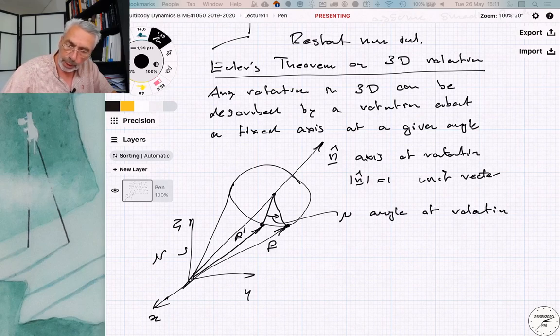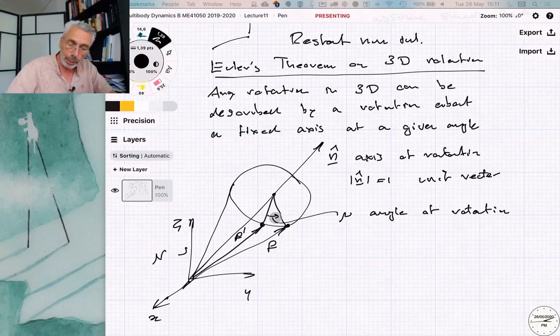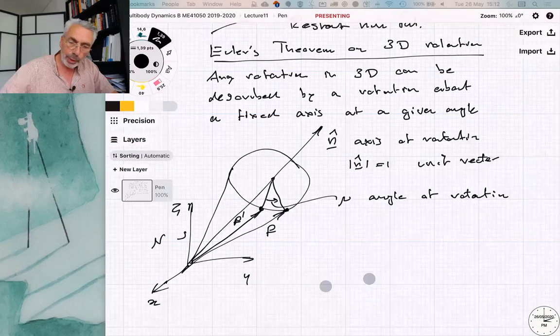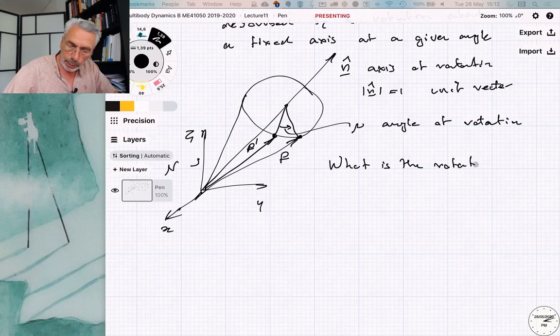So you can imagine any rotation in space can be formed in this way. Just take an axis and do a certain turn about it with mu, and then all the points move. Of course, all the points on the axis don't change. But all the other points, they change. Now, for these parameters, for the axis and the angle, we want to derive what is the rotation matrix. How does it go? So, what is the rotation matrix? That's the question.